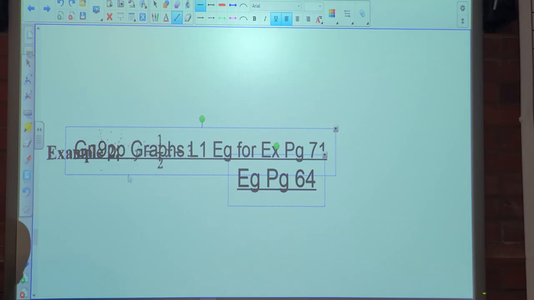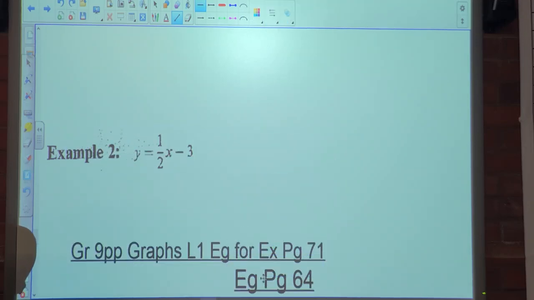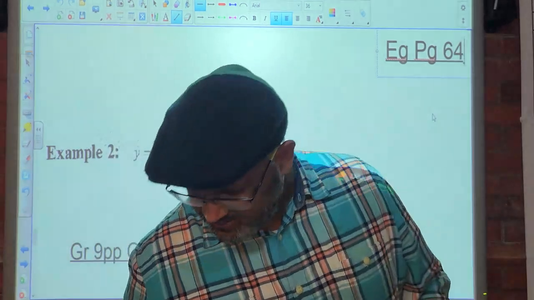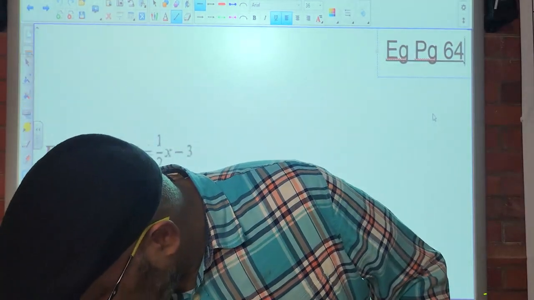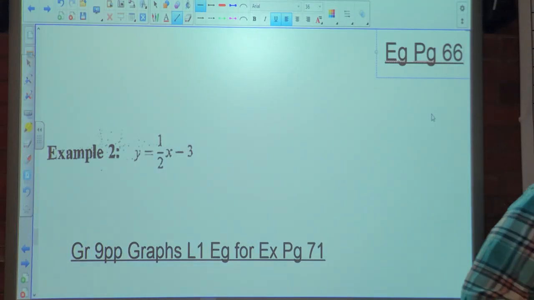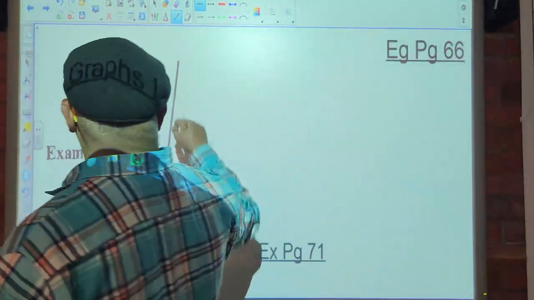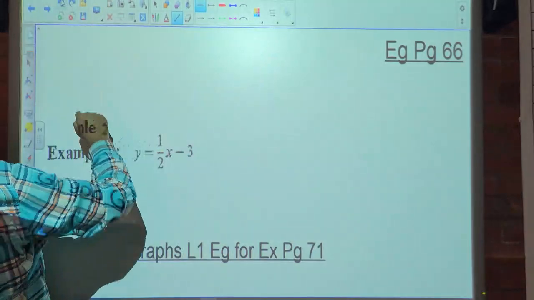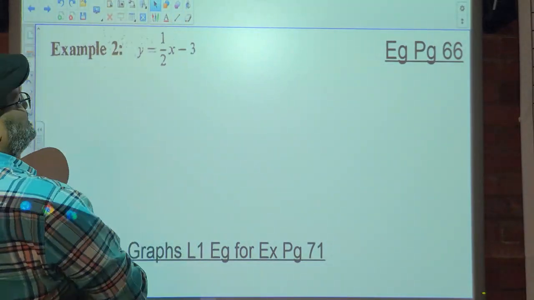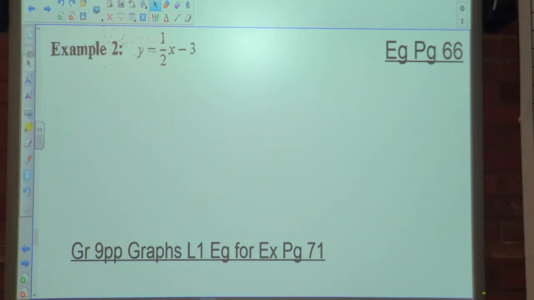So the next question, number 2. We are now on page 65, 66. Okay. Example 2. We are asked to sketch the graph or draw the graph y is equal to half x minus 3.